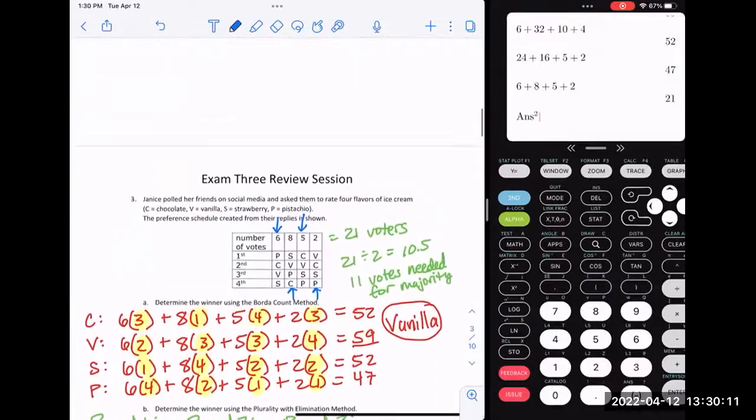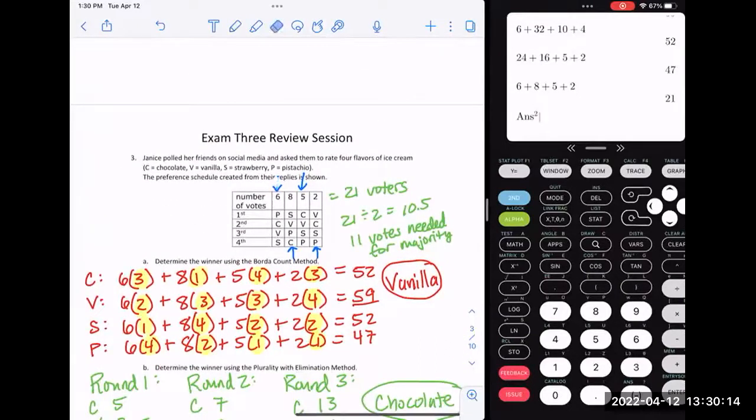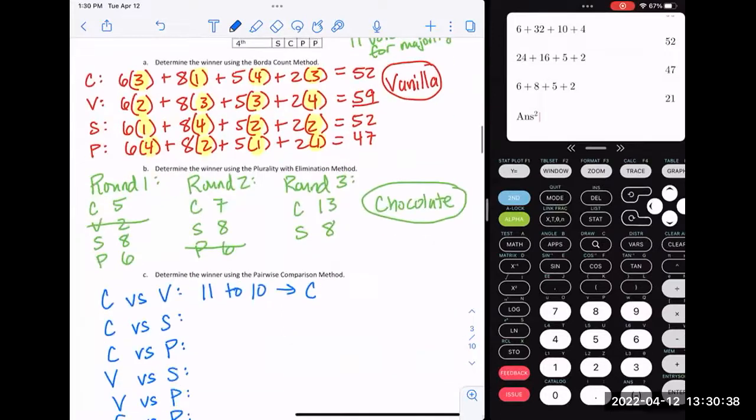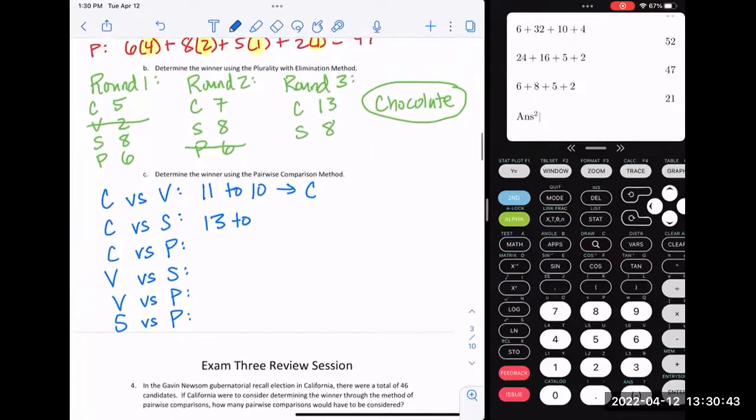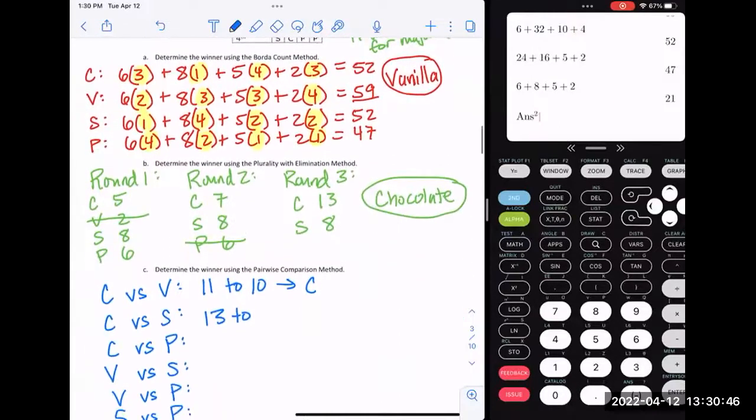So chocolate versus strawberry. Looking at that, which columns have chocolate listed higher than strawberry? I can see that these 6 voters like chocolate better than they like strawberry because it's listed higher. These 5 voters and these 2 voters, those all prefer chocolate more than they prefer strawberry. So that's 6 plus 5 plus 2. And then that only leaves 8 voters in that leftover column for strawberry. So again, that's a point for chocolate.